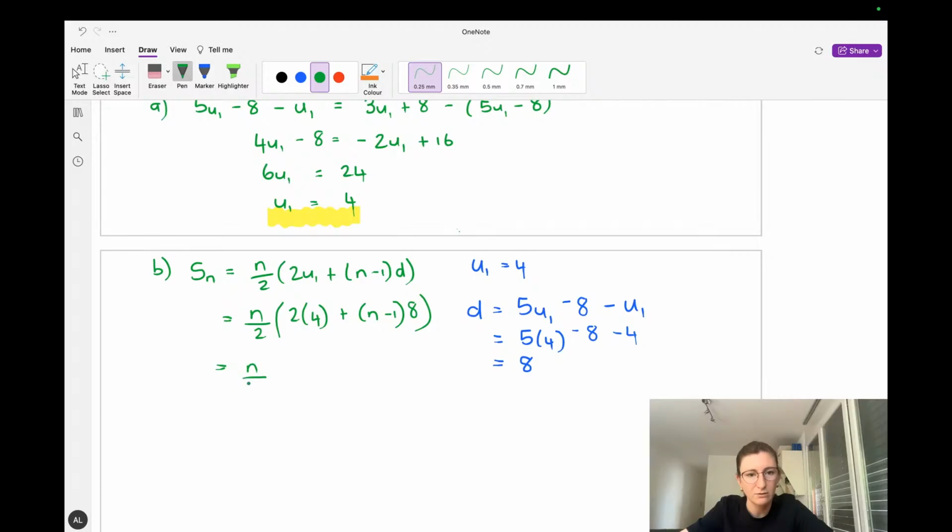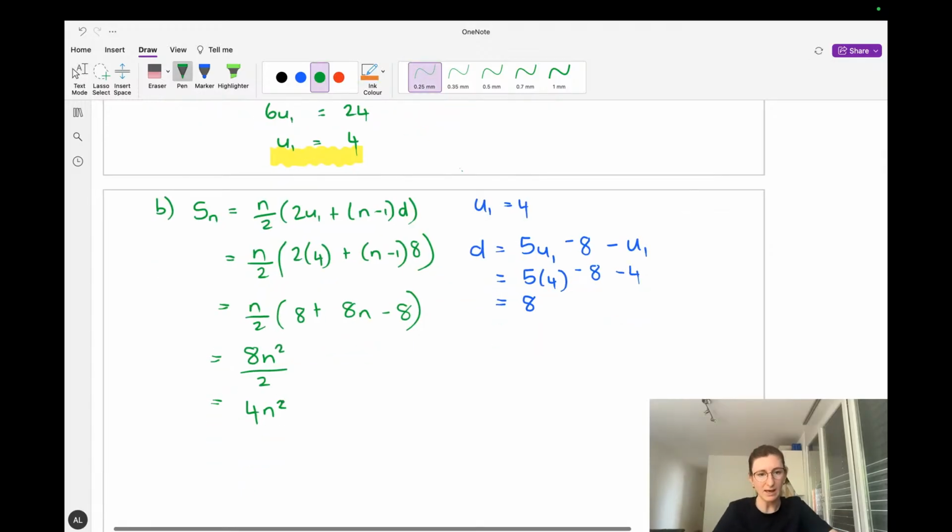Okay, so we have n over 2, that is 8 plus 8n minus 8. Well, this 8 and that 8 cancel, so we have 8n squared over 2. Simplify that further, that's 4n squared. Okay, that's still not showing that that's a square number. We have n squared is a square number, but when we multiply it by 4, it's not necessarily going to be a square number anymore. So let's see, can we turn this into something that is squared altogether? If we write this like that, 2n times 2n is 4n squared.